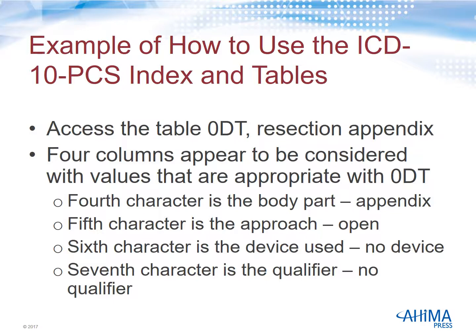You will then access the table 0DT, resection, appendix. 4 columns appear to be considered with values that are appropriate with 0DT. 4th character is the body part, appendix. 5th character is the approach, open. 6th character is the device used, no device. And the 7th character is the qualifier, no qualifier.